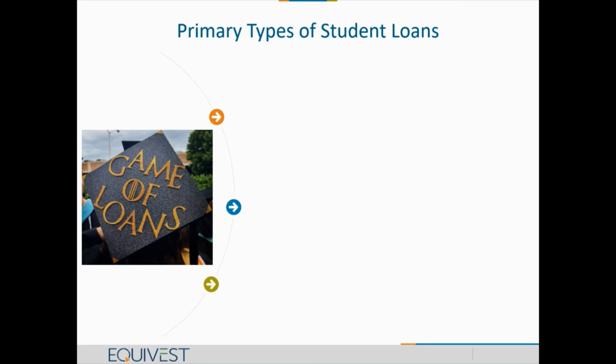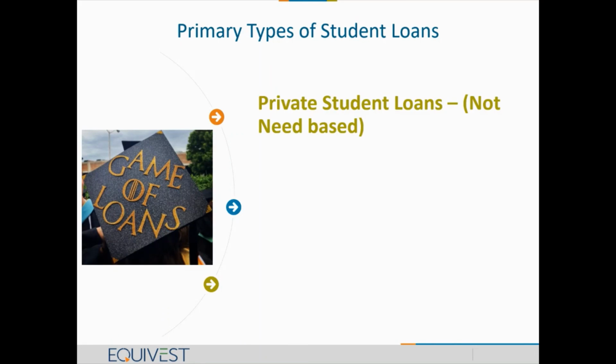The last type of student loan that we're going to cover today are private student loans. And again, private student loans are not going to be based on the family or student's financial need at a particular school, but rather they're going to be based on more traditional metrics that are used by financial institutions when determining whether or not to loan out money.